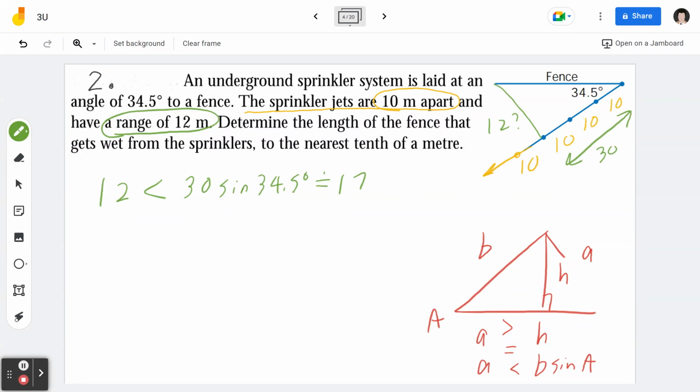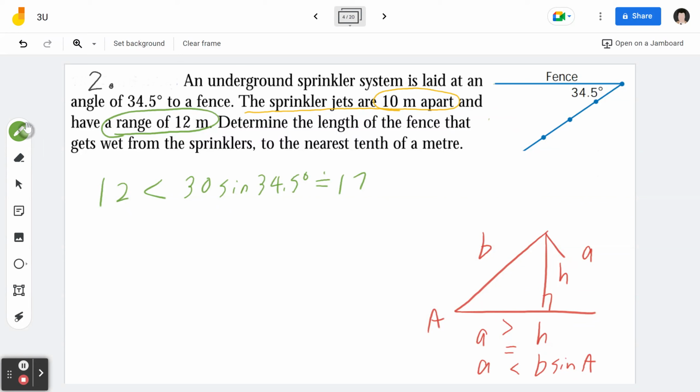So what that means is the water from the starting point is not going to reach the fence if you're talking about this point. And if you call this point, let's say D, we're saying that the water from D will not reach the fence. So this is not going to work. And that's okay, because we need to figure out which one does work and then solve it.